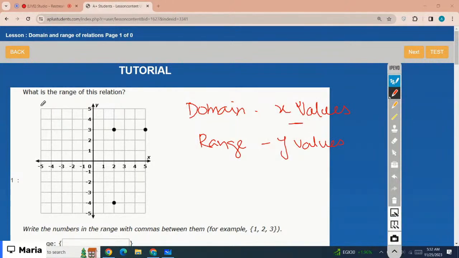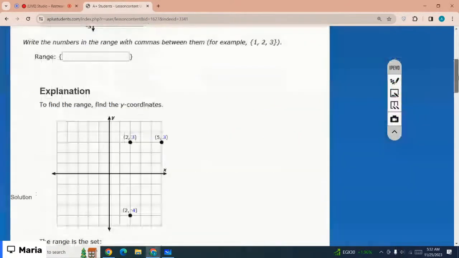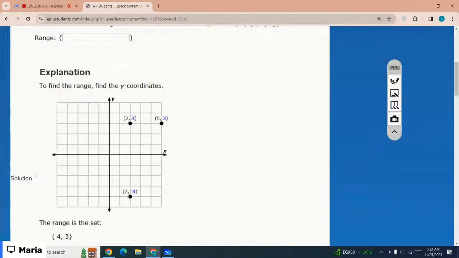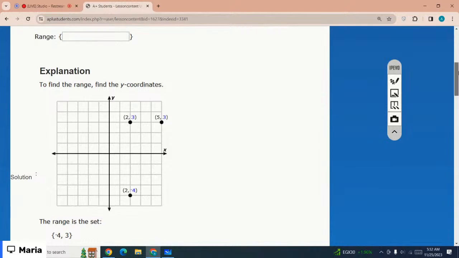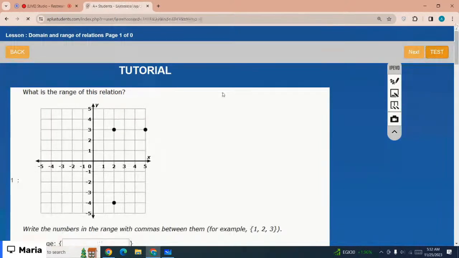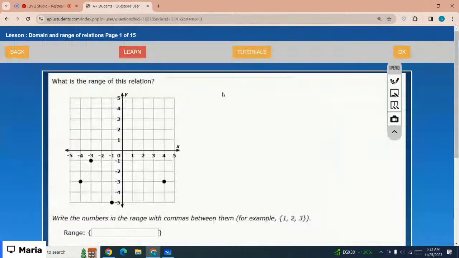What is the range of the relation? The range of the relation is all the y values, 3, 3 and -4, right? So that means the range is the set -4 and 3, right? So range is all the y values. Just look at the y values. So the y values are the range of the function. Let's just start with the test questions. What is the range of the relation?